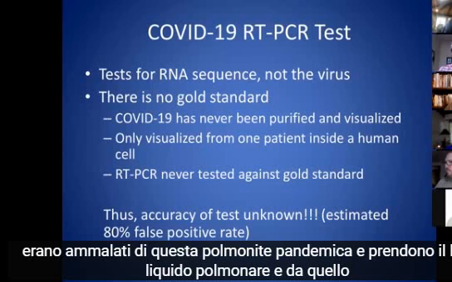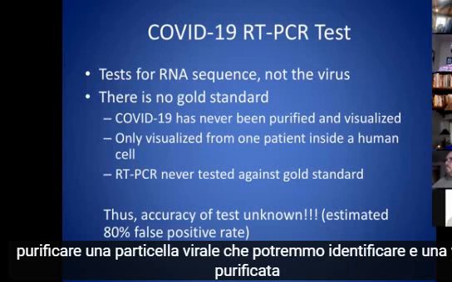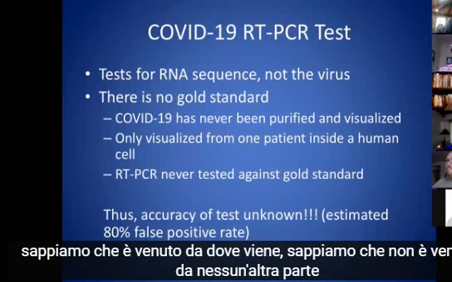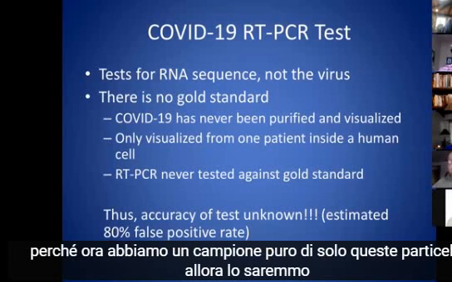So in other words, if we were able to take people who are ill with this pandemic pneumonia and take their lung fluid, and from that purify out a virus particle that we could identify, and once we purified that, we could actually take the genetic material right from that particle, so we know where it came from.